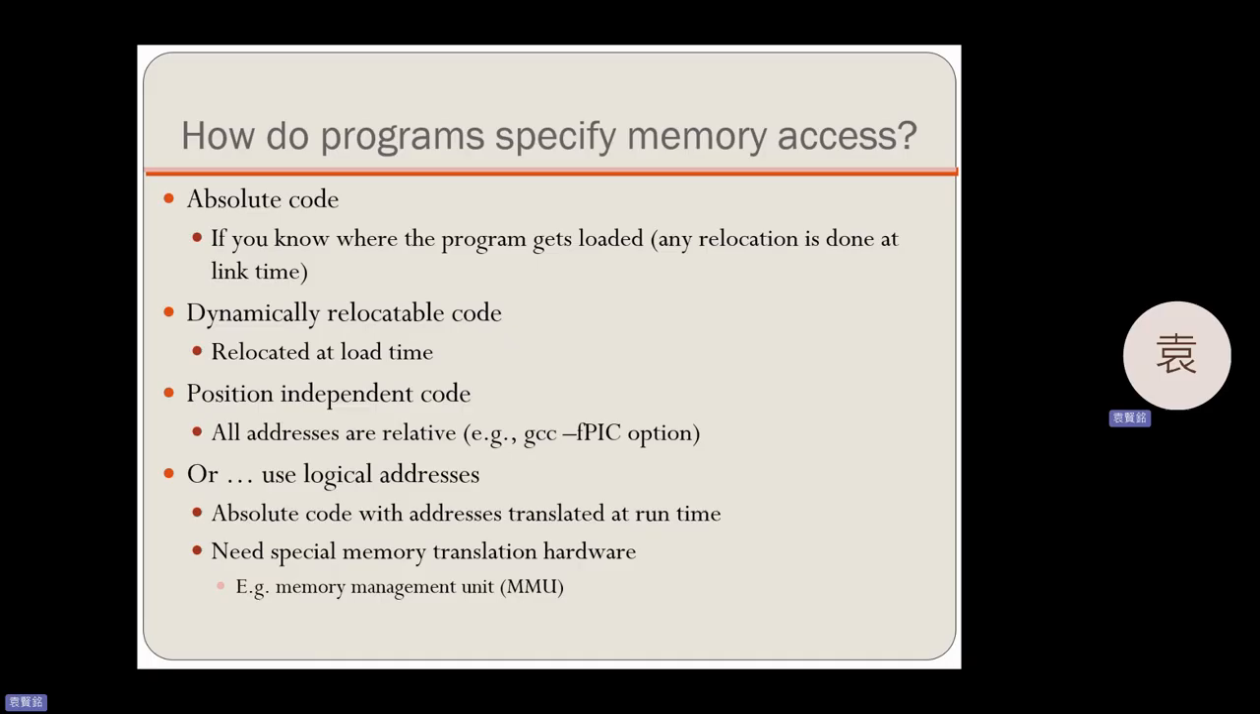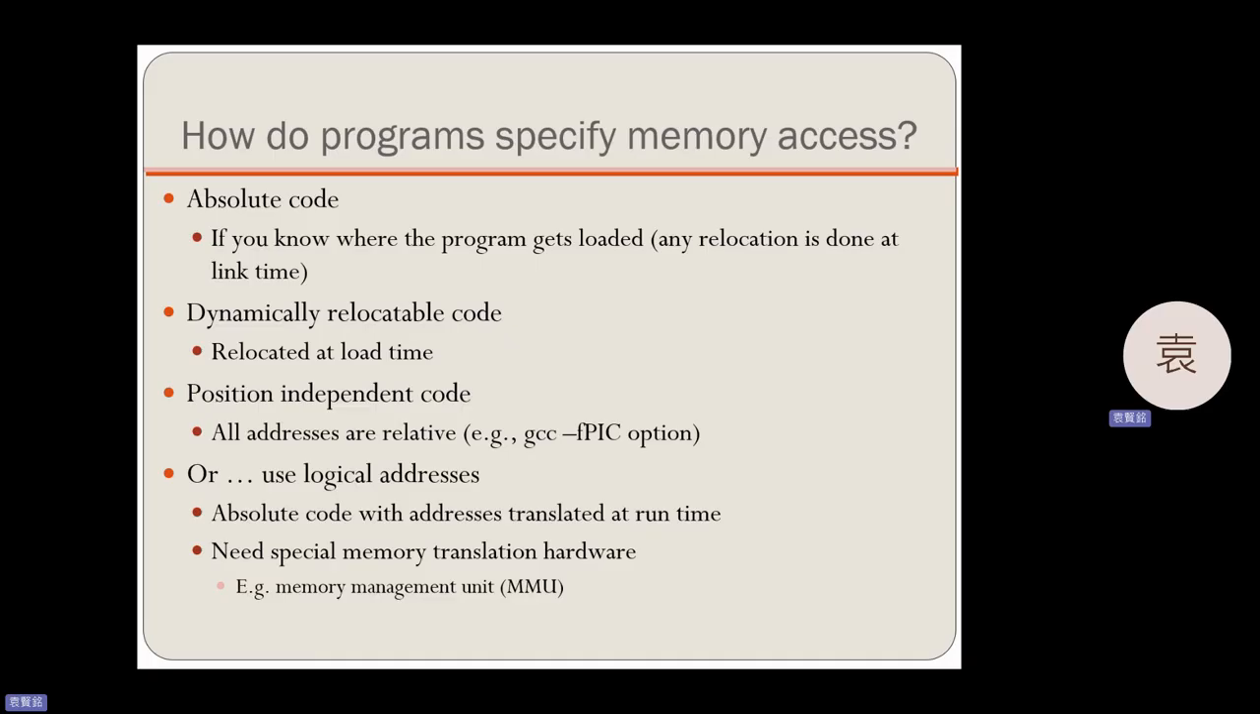The second approach is dynamically relocatable code. That means the executable image can be loaded to a non-specified place during the load time. Only during the load time do we know where the module will be located, and so the loader needs to do something to resolve those address problems.